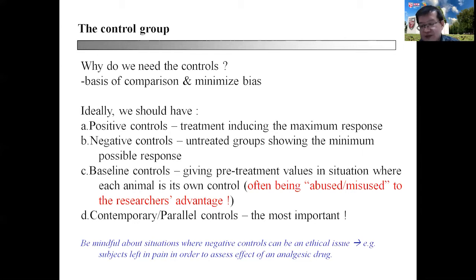However, this is often being abused or misused to the researcher's advantage. And of course, we also need to have parallel or contemporary control to compare against possible time-related changes or maybe co-exposure to the environment. And do bear in mind that some of these controls may have ethical issues in their own, particularly negative controls. If you are inducing a condition which could be fatal or could induce long-term or extreme suffering to the experimental subjects, it often requires some degree of modification in the interest of patients or animal welfare.